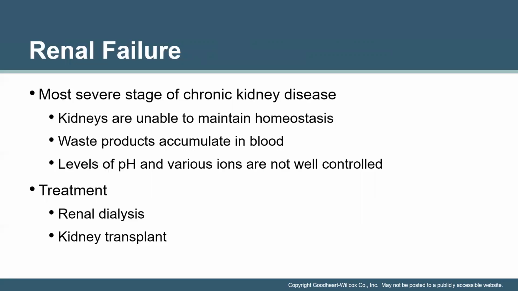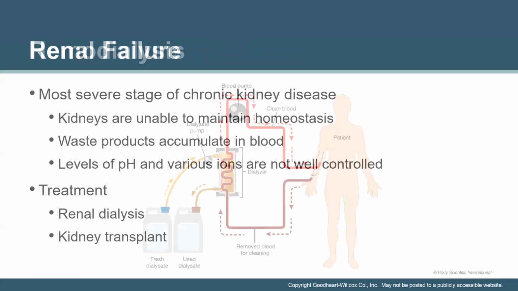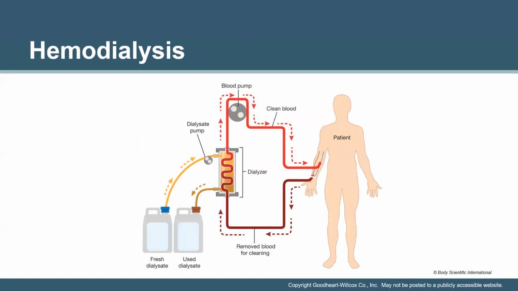Renal failure, this is the most severe stage of kidney disease, when the kidneys can't do their job and the waste products accumulate in the blood, which is going to create all kinds of other symptoms downstream. Dialysis is usually the treatment, and or kidney transplant. So really your kidneys fail to do the filtration and you have to go get it done externally.